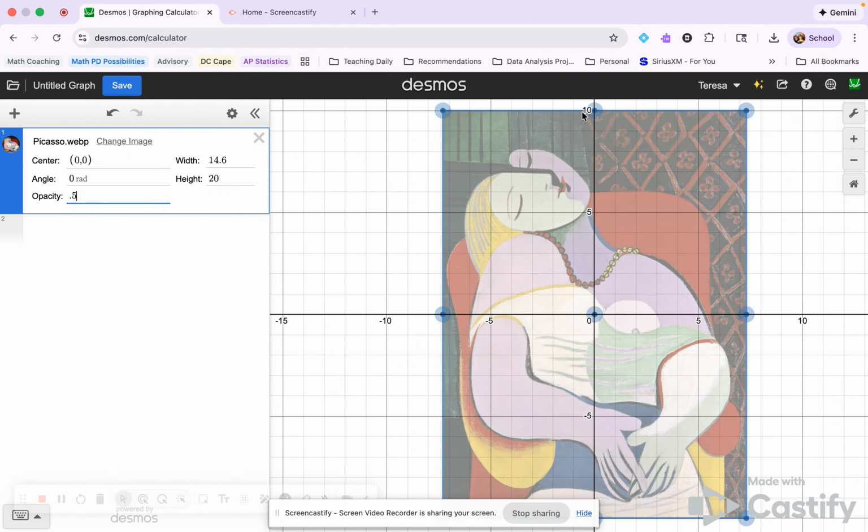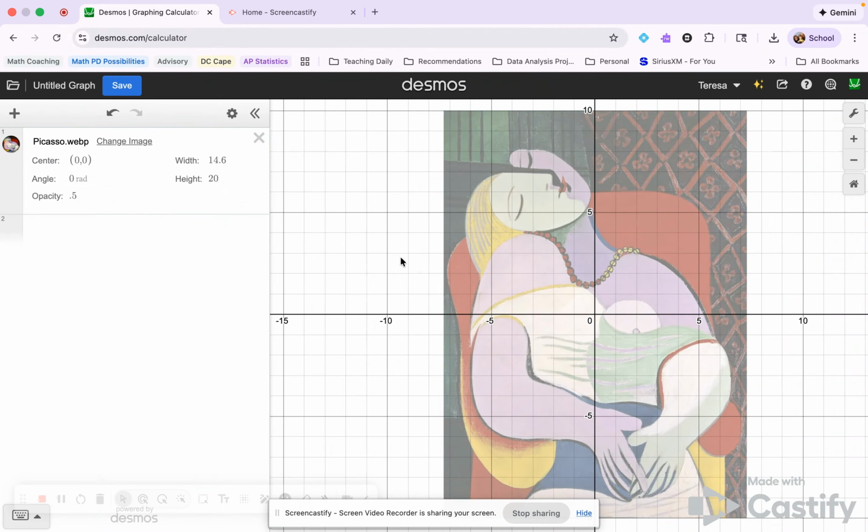That way I can still see all the lines and everything that I want to be working with, but I can also see my functions really clearly. Once you have this set, now it's time to start to choose where you're going to start with your function. When I do this, I'm trying to look for big functions within this image. So I'm looking here at the woman's face, and I'm noticing the bottom of her face kind of looks like a quadratic.